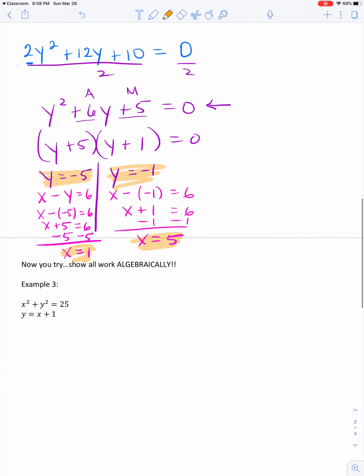Now the third example, which I'm not going to work out for you, has the second equation with y by itself, which makes it more similar to the first example. So now you try the third one on your own.